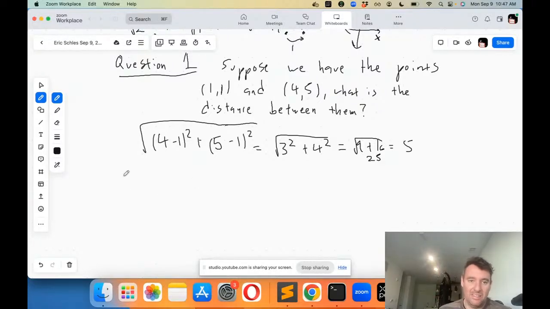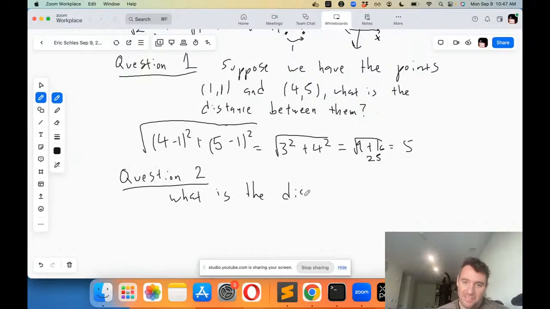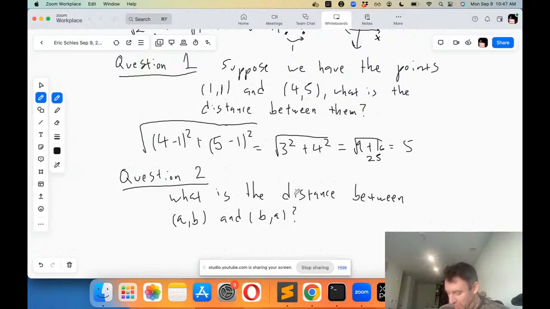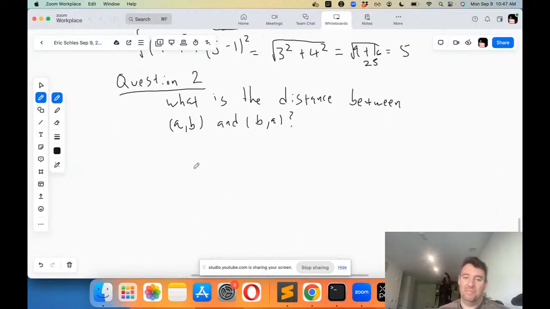Okay, so we can ask a more interesting question. Question 2. What is the distance between A B and B A? Can we define, like we did above with the square and the square root, a shorthand algebraic fact that we can make use of forever after? Well, we can start by simply plugging and chugging and applying the formula.